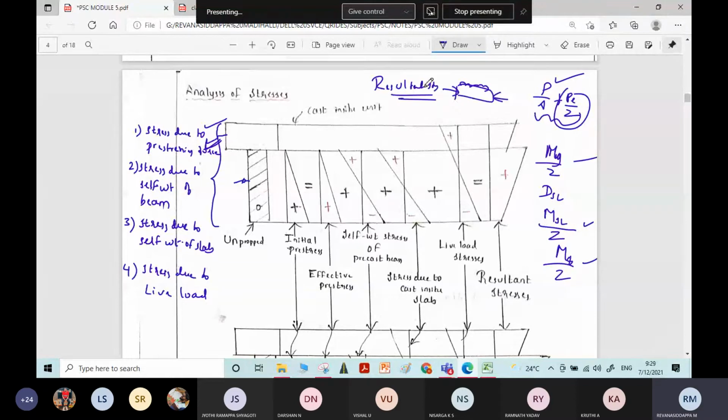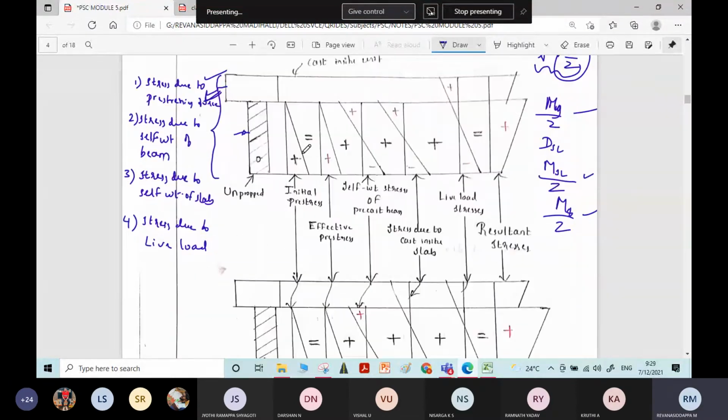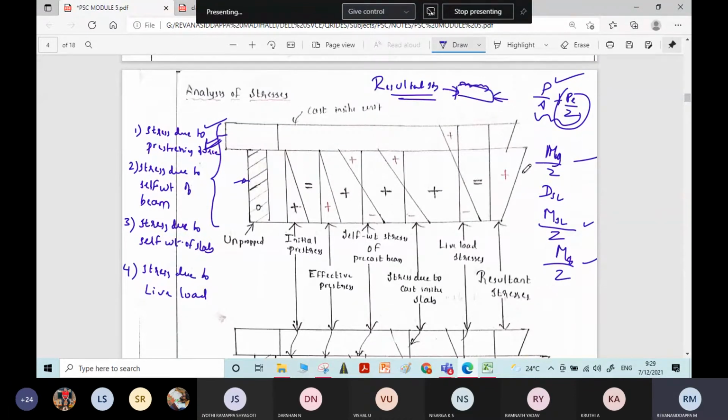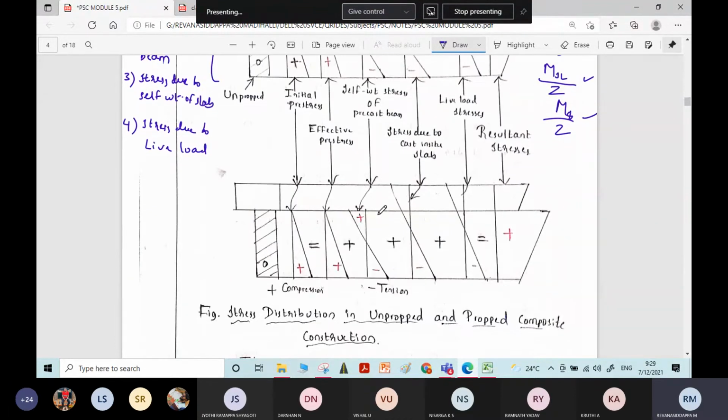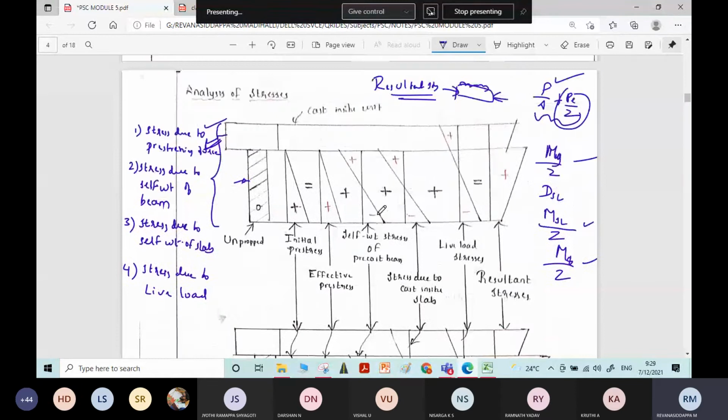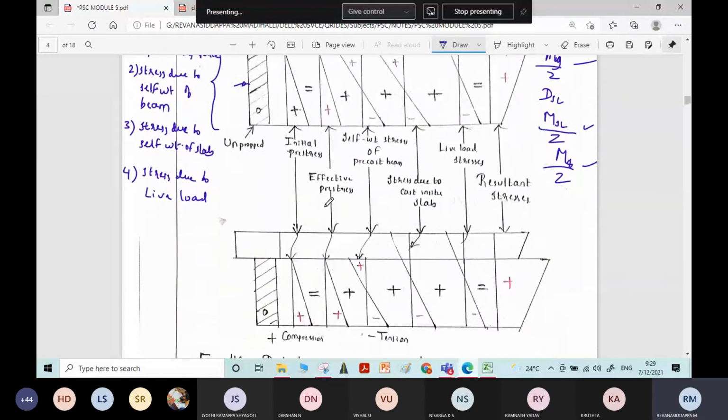Okay, this is the procedure for analysis of stresses for propped construction. Similarly, there is a procedure for analysis of stresses for unpropped construction. Sorry, this is the analysis of stresses for unpropped construction.